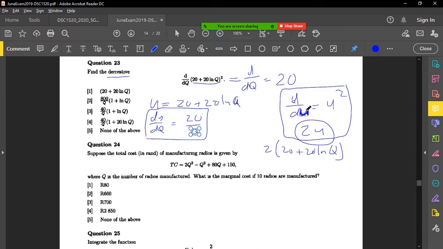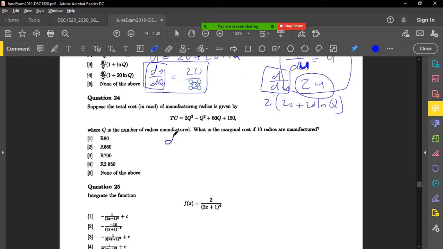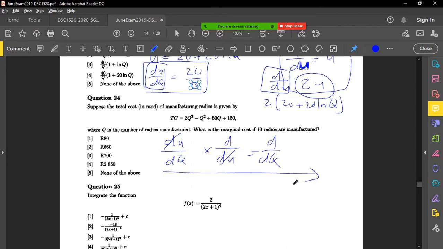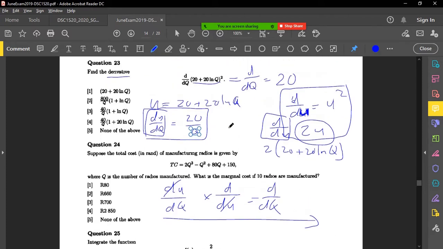Okay, d over du is equal to u squared. Well, 2u. So then I've got d over du and I've got du over dq. Then I can multiply du over dq times d over du. Cancel, cancel, gives me d over dq. Do you see that? Yes. Okay, so that's what I would have done.